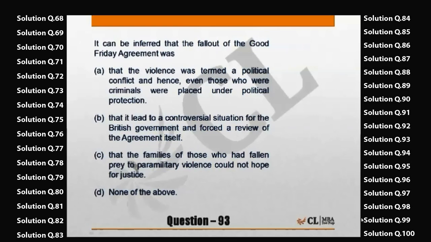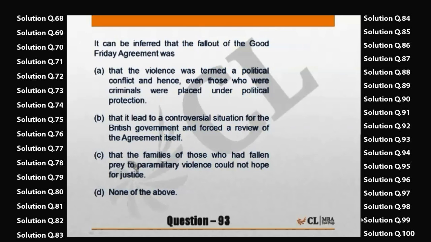This is what happened in the peace process, that they at least recognized this fact that there was a political conflict. It does not say though that the violence was termed a political conflict due to the Good Friday Agreement, and this is why we cannot go along with this. Option D is the right answer here. None of the three statements go along the lines of what can be inferred from the passage. We just ruled out option A. Option B says that it led to a controversial situation for the British government and forced a review of the agreement. There is no review of the agreement mentioned in the passage.